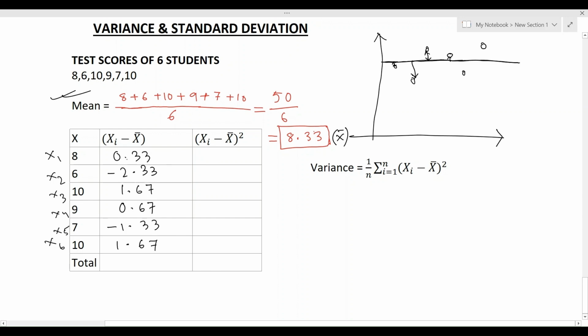So 0.33 whole square, which is 0.1089, minus 2.33 whole square will be 5.4289. Like this we have.